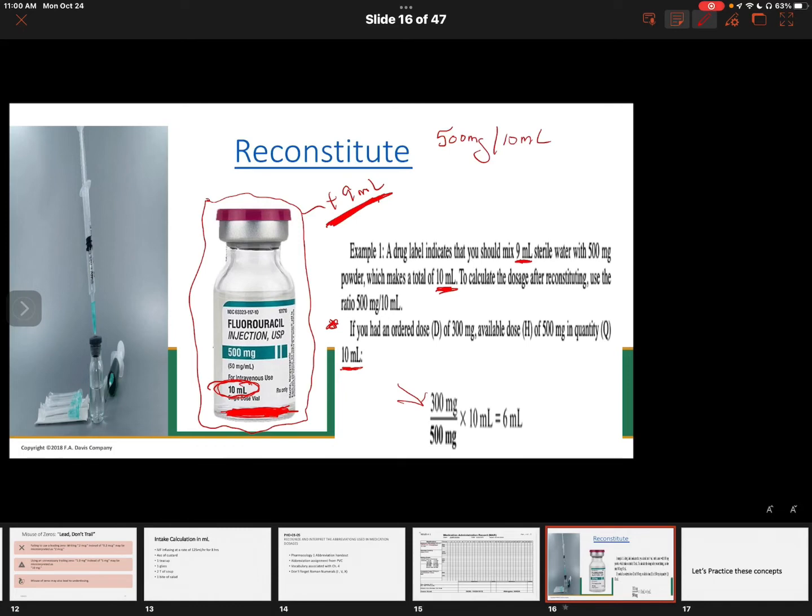Because after the 300 is divided by 500, it's really 0.6. And then when we multiply that by 10, it gives us the 6 milliliters. So we would draw up 6 milliliters out of this bottle in order to give a 300 milligram dose.